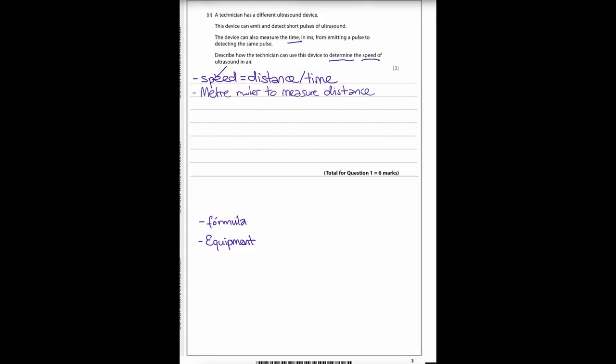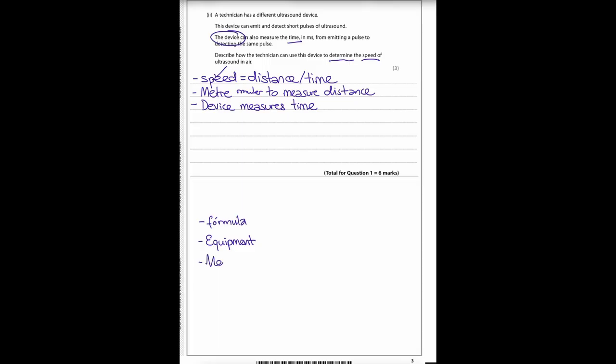And then time, obviously I've got to try to measure that. Well, it tells me in there that the device measures the time as well. So I might not need to say it, but I might as well just play it safe and say it anyway. So the device measures the time. When I'm sitting the exam, I'm not sure that this is going to get me a mark because it tells me that in the question. But I'm not going to lose anything by saying it. I might as well just play it safe and say it.